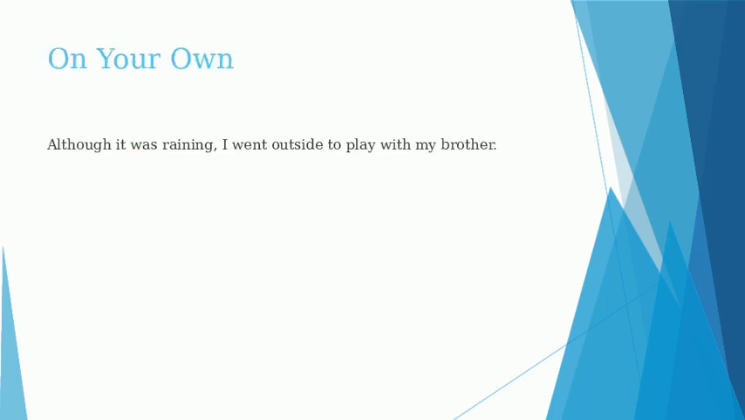Okay, let's see on our own if we can identify the parts. Now we're going to do this in our head. Okay? We're going to identify the 3 different parts. Although it was raining, I went outside to play with my brother. What are the 3 parts? We have a main clause, a dependent clause, and a subordinate conjunction. Might be a little trick with this one, might be a little bit out of order to what we're used to. Let's have a look.